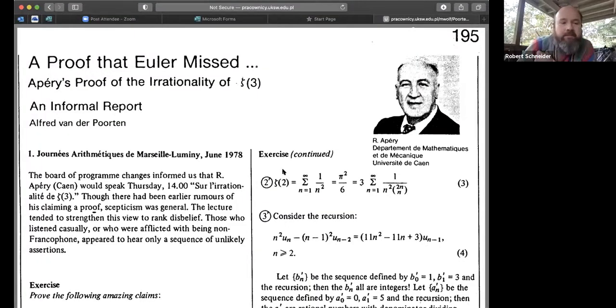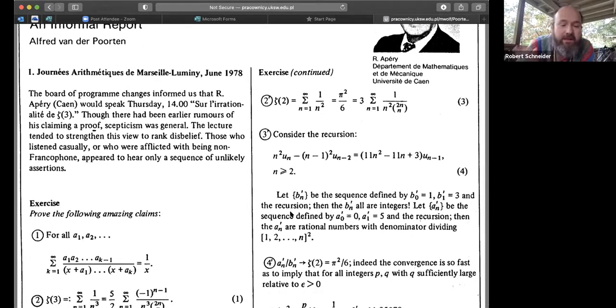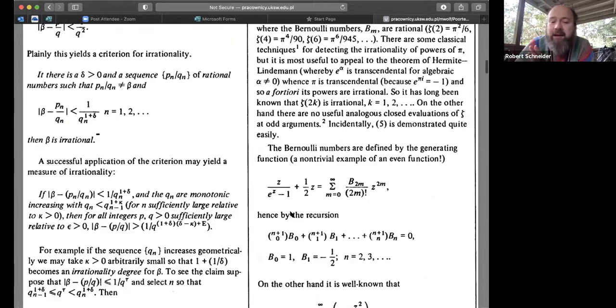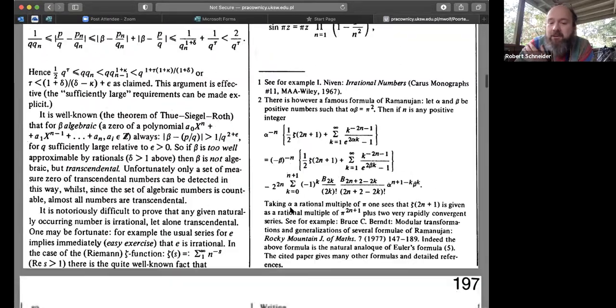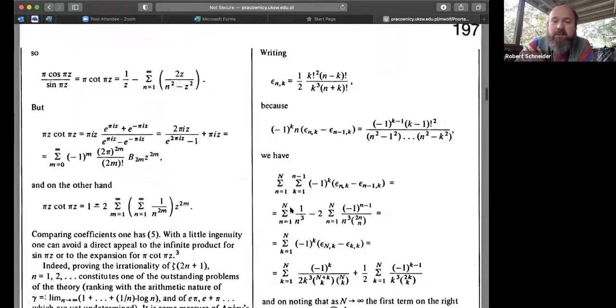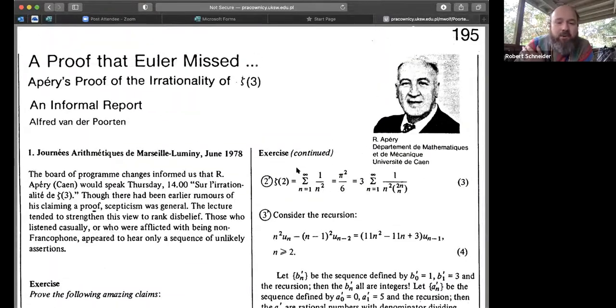This paper is amazingly written, incredibly interesting, and also a crash course in many of the methods of irrationality, using techniques that Apéry used. This is a report that Van der Poorten writes on having gone to the conference where Apéry, and I don't know how to pronounce that correctly, I'm sorry for that, announces his results, and then everybody goes off into groups and they try to figure it out and talk about it. And this describes that. Look.